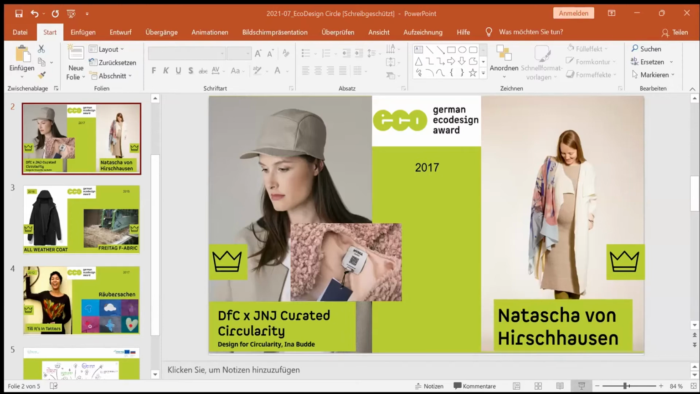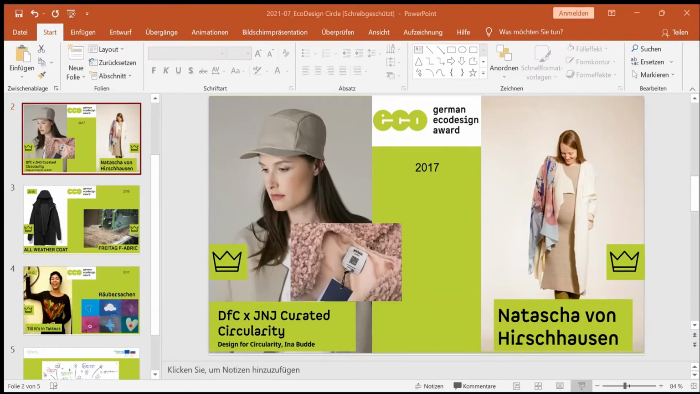Here are some examples from 2017. On the left, you see a result of one of the speakers today from Budde, called Design for Circularity. One part you see here is this kind of QR code, which tells you more about the material and gives information for consumers and for recyclers, and gives much more transparency. It was a winner in the category of young talent that year.